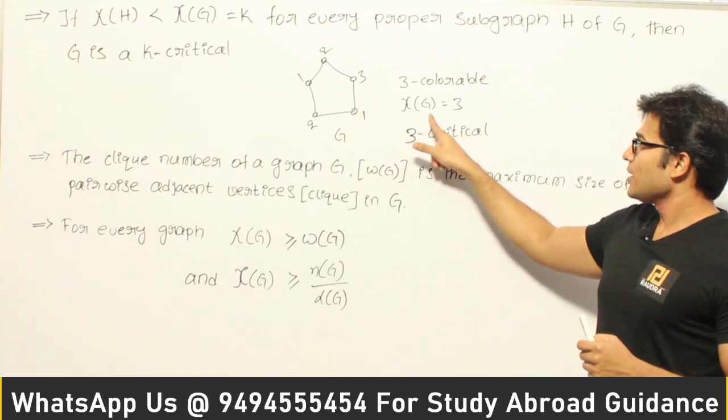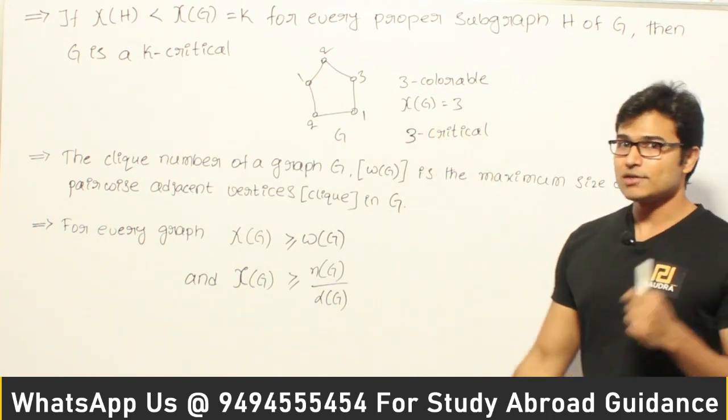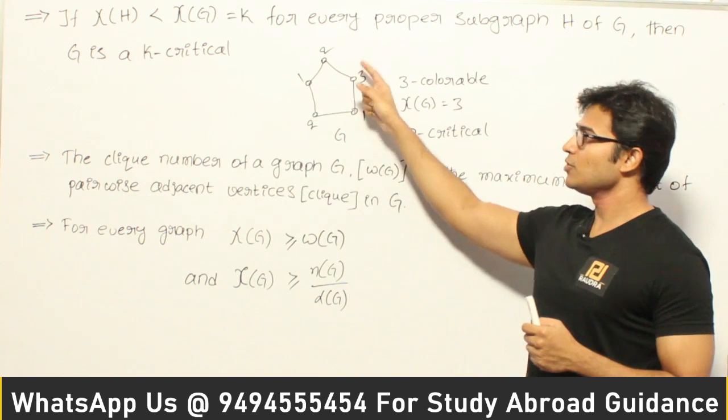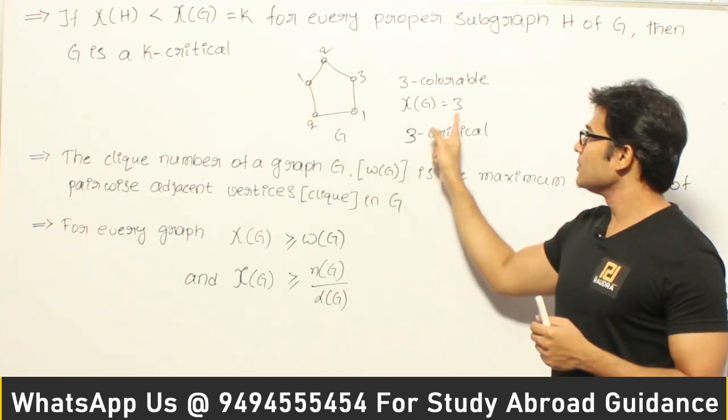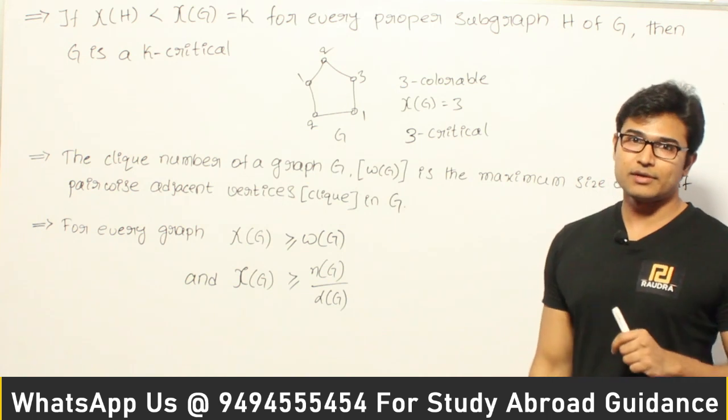And now the chromatic number of this graph is 3. So what is the meaning of it? You will never be able to color it properly with 2 colors, right? This is the minimum number of colors required to color it properly, right?